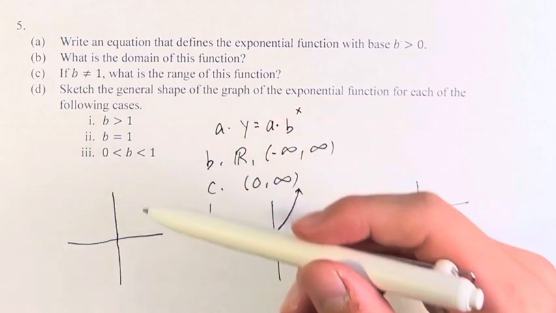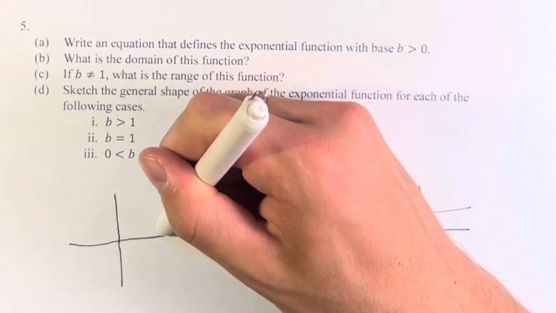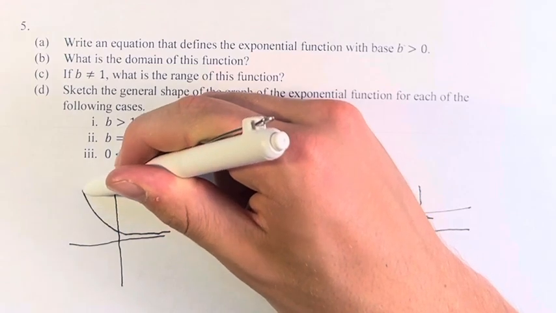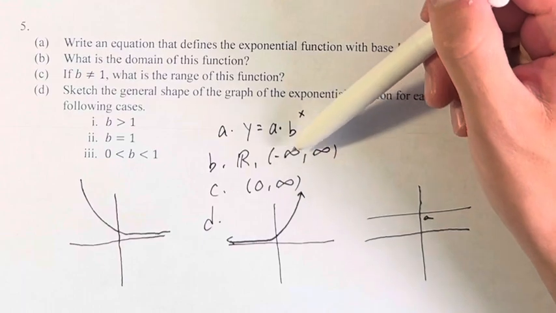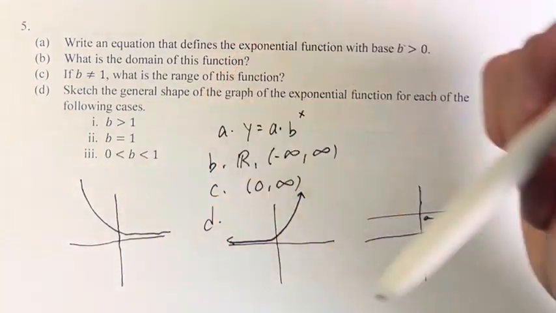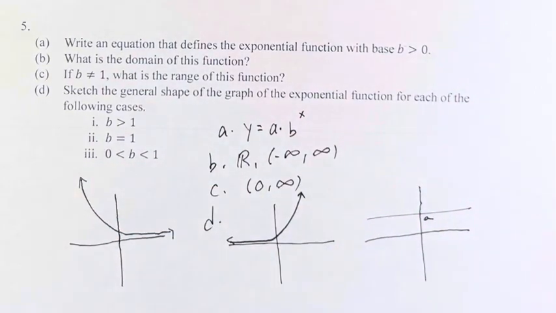0 is less than b is less than 1. This is that fractional. Very small for very large numbers. And as we get into very negative numbers, right, a fraction to a negative exponent is very large, so it goes off to infinity, right? The mirror image of this.